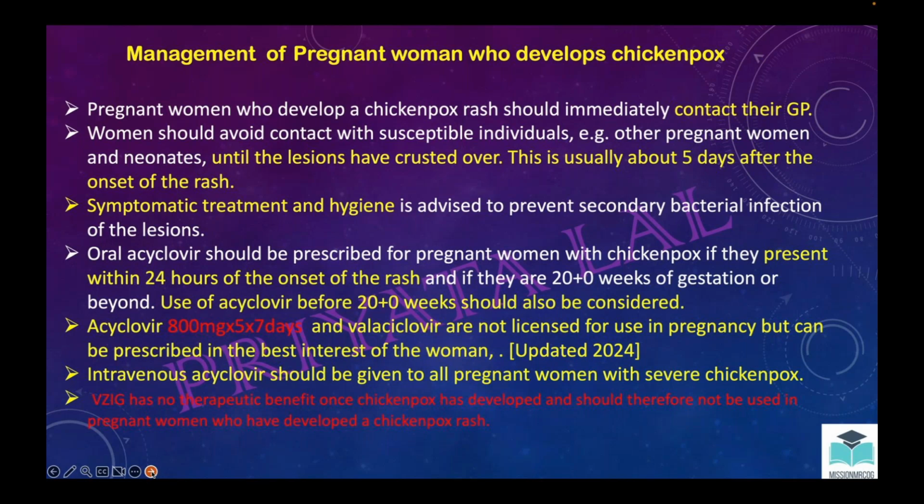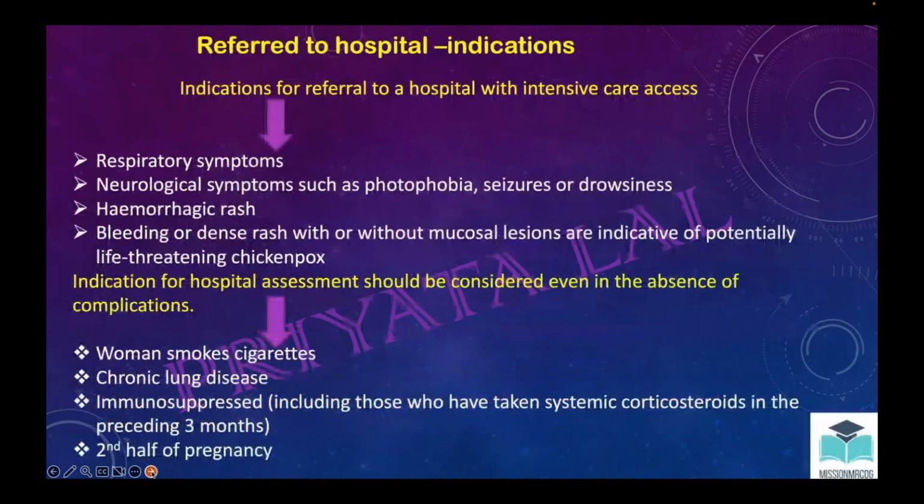Again, I'm repeating the same thing: once the woman develops chickenpox, please don't give varicella-zoster immunoglobulin, because at that time there is no therapeutic benefit. The patient will not get any benefit, because varicella-zoster immunoglobulin is given as prophylaxis to prevent full-blown infection. But now the infection is already there, so there is no role for varicella-zoster immunoglobulin.